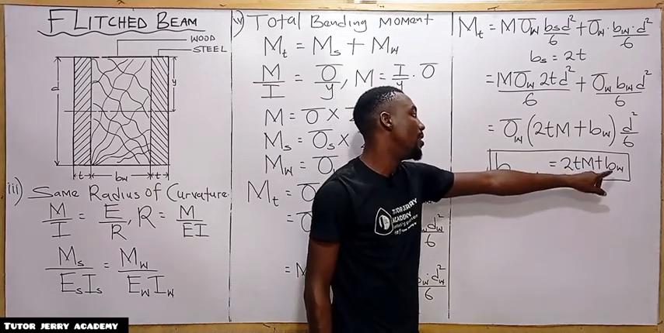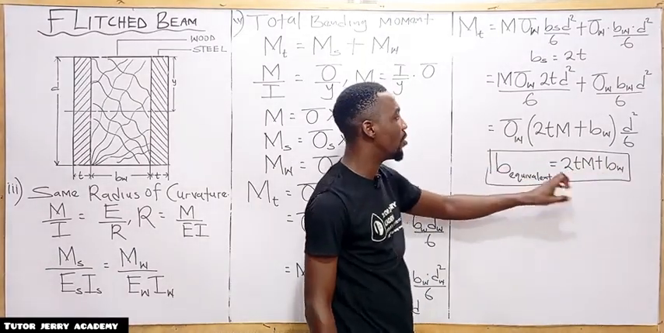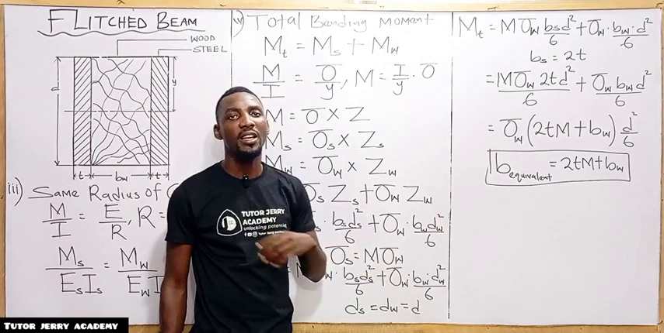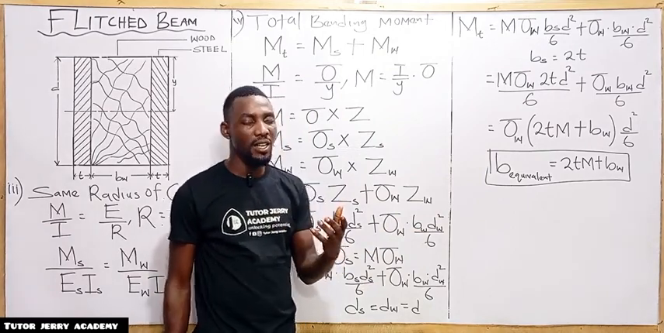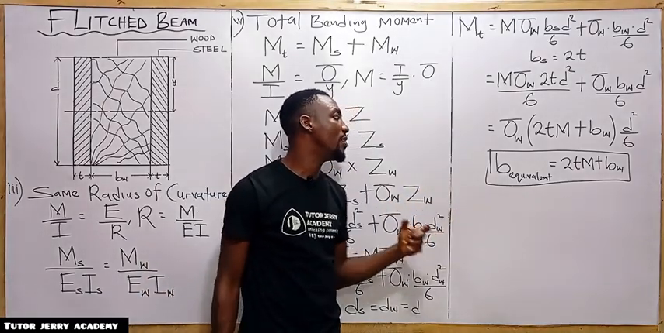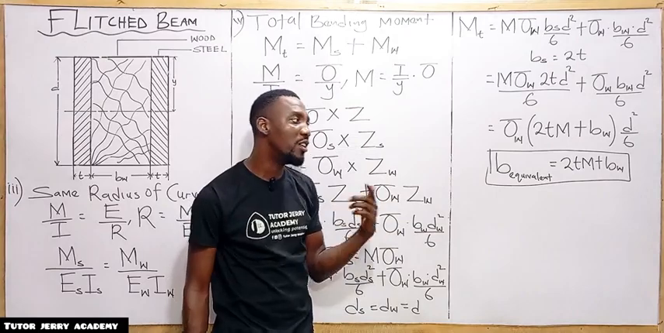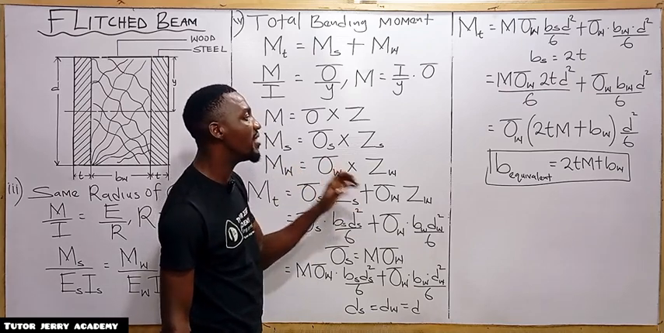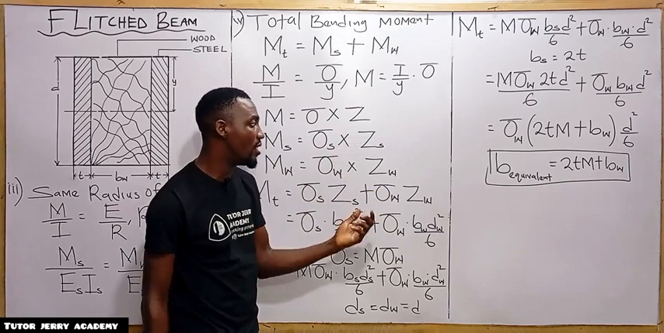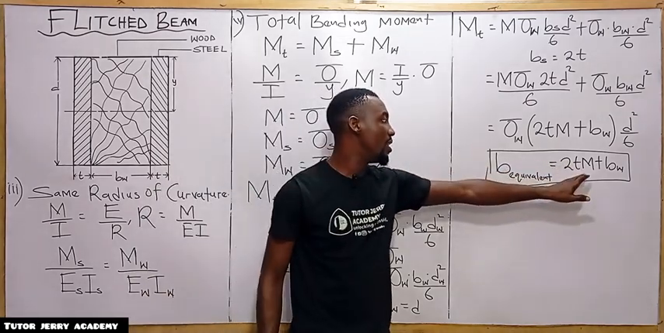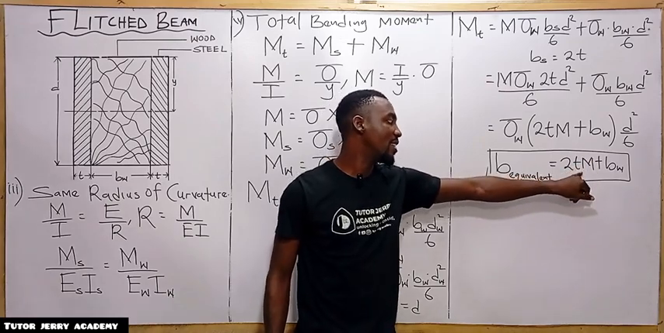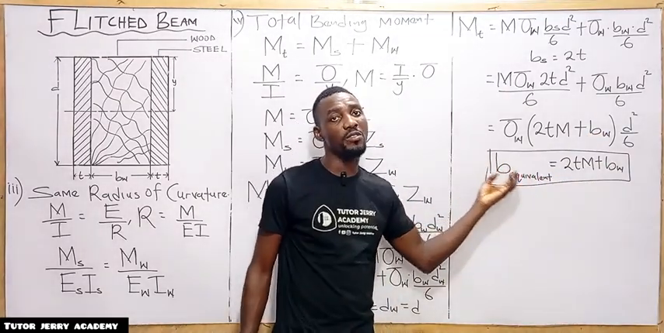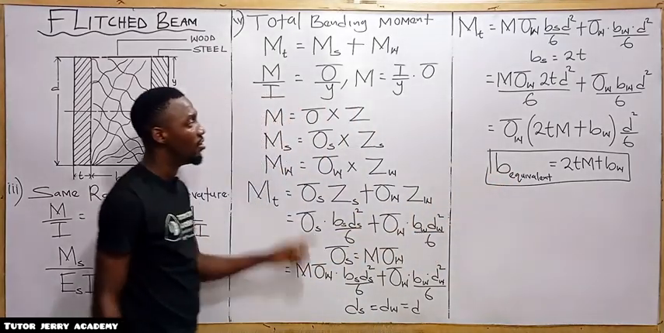2tm plus what? B subscript what? W. Please take note of that. The moment of resistance: you can see some questions when you are preparing for an examination like GATE. You are going to see, which of the following statements is true? The moment of resistance of a flitched beam is the same as that of a wooden beam of the same depth, but the width is 2tm, that is 2 multiplied by thickness multiplied by the modular ratio, plus the base of the wood. So this is what we deduce out of there.